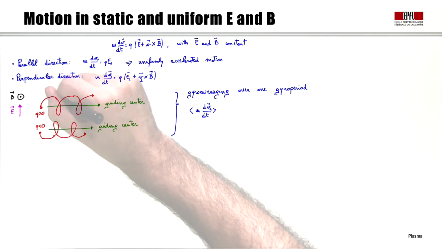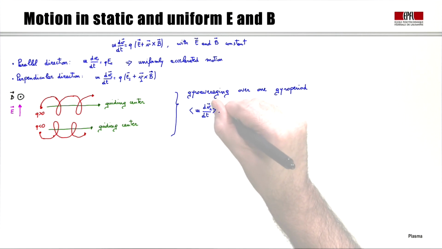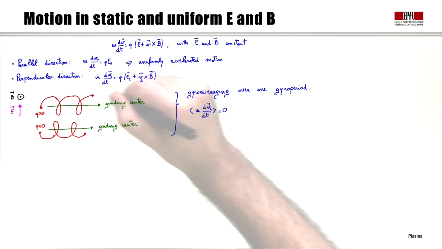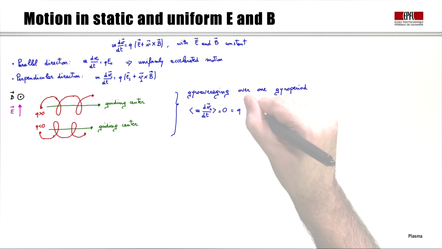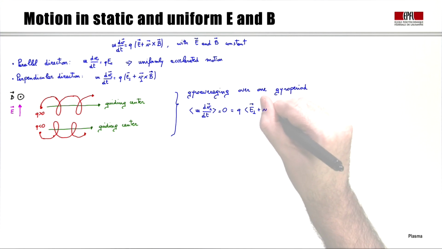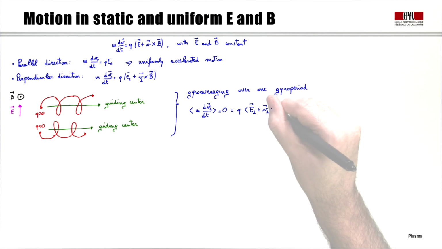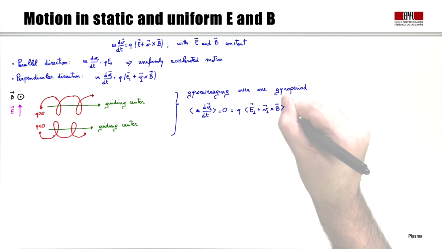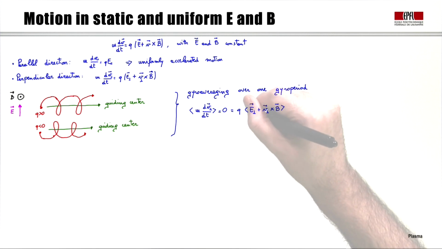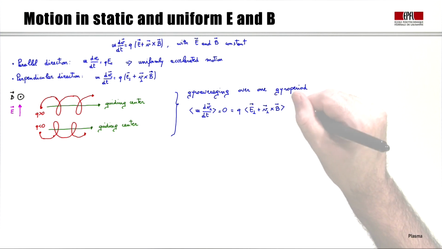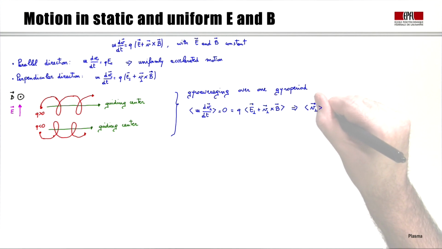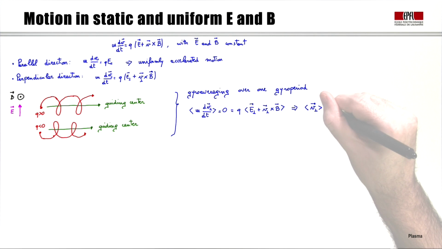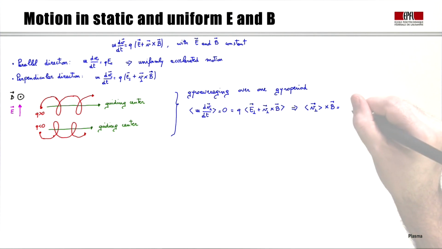That average over a gyro period will be equal to 0. And gyro averaging the right hand side of this equation, we will have that this has to be equal to the gyro average of E perp plus the gyro average of V cross B. Now, as E perp and B are constant quantities, we can write this equality as the gyro average of V perp cross B equal to minus E.